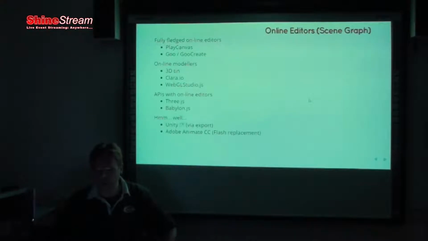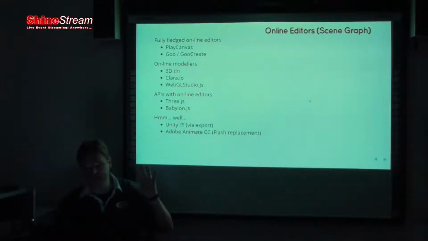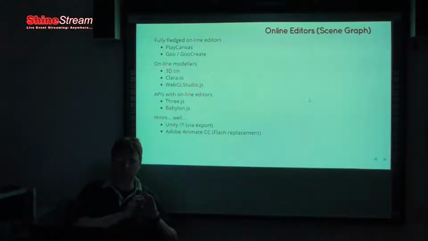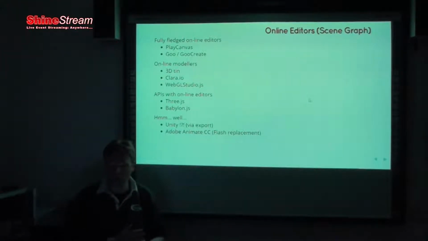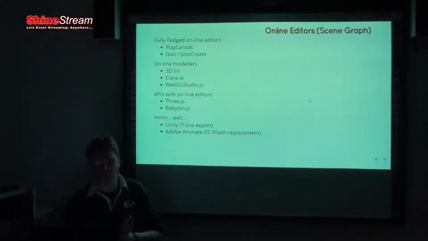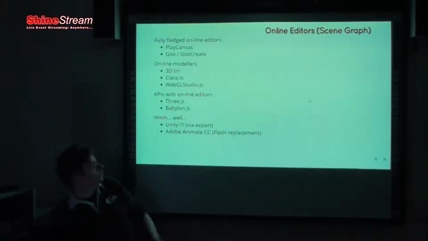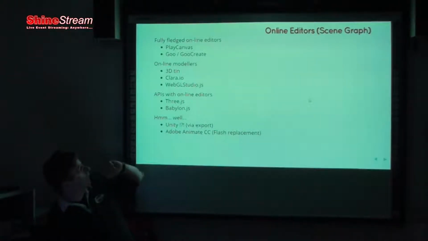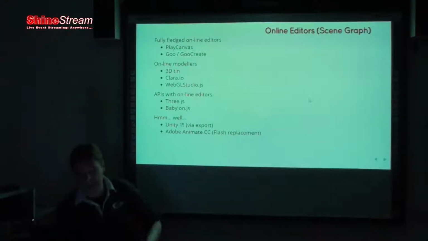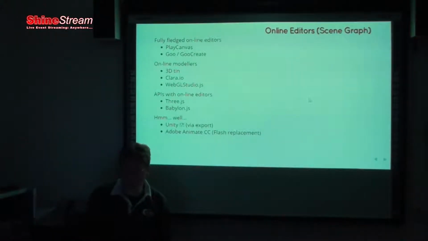That's another example. Online editors, Play Canvas and Goo, or Goo Create, are actual online editors for writing games. I don't know if anyone here has used Unity, but it's essentially like Unity, but in the browser. So you can actually write a game and publish it online. They're commercial. You can have free accounts, but they are commercial as well. They're hosted on their servers, so people can't hack your code. We have modeling tools, 3D10, Clara.io, WebGL Studio, like Blender, but again in the browser.